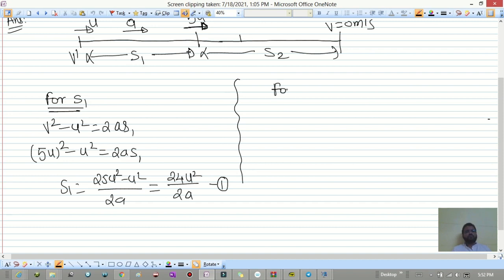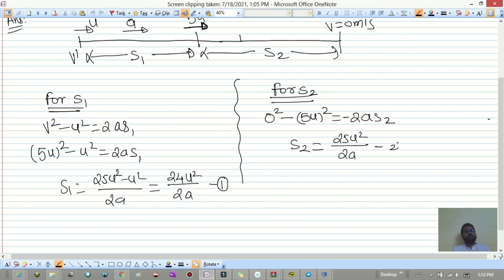Now for S2, the final velocity is 0. So 0 squared minus the initial velocity (5u) whole squared is equal to 2a S2. Now a over here is negative, so S2 is equal to 25u squared divided by 2a, equation number 2.